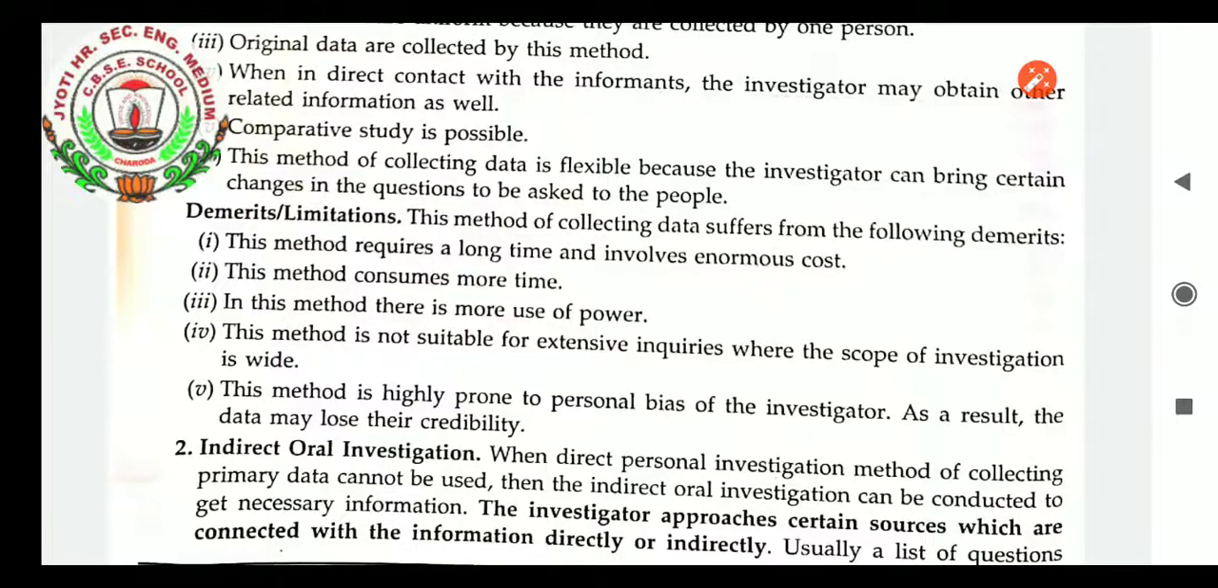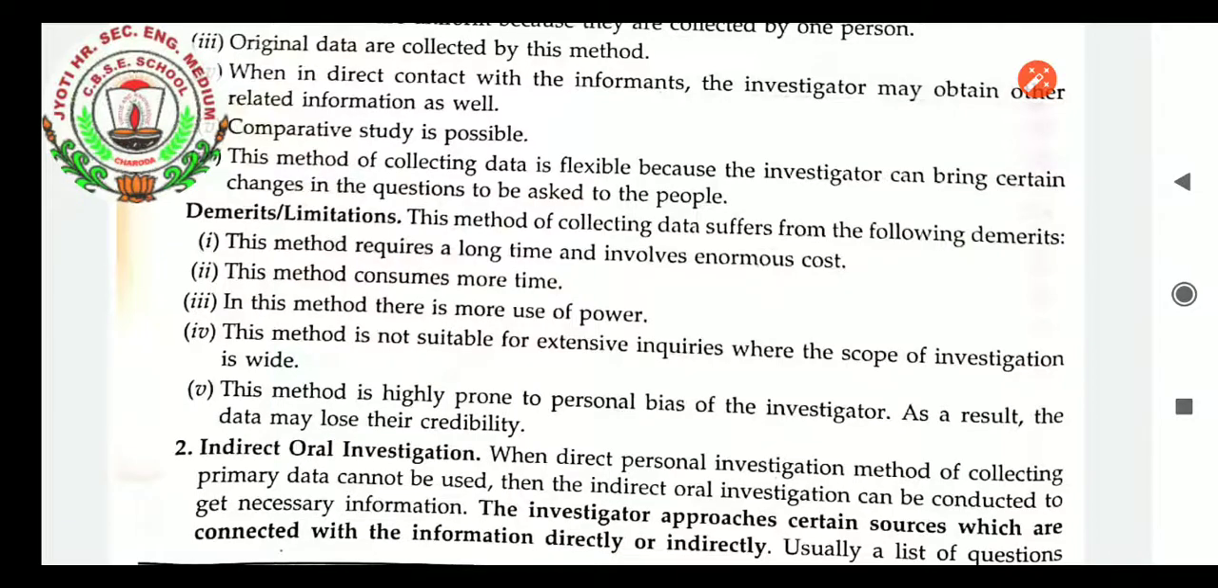Demerits and limitations: students, this method of collecting data suffers from the following demerits. The very first demerit is that this method requires a long time and involves enormous cost. This method consumes more time. In this method, there is more use of manpower. This method is not suitable for extensive inquiries where the scope of investigation is wide. This method is highly prone to the personal bias of the investigator. As a result, the data may lose their credibility.